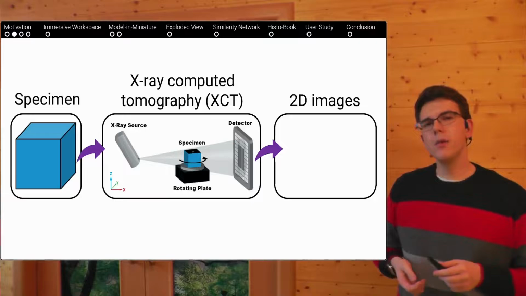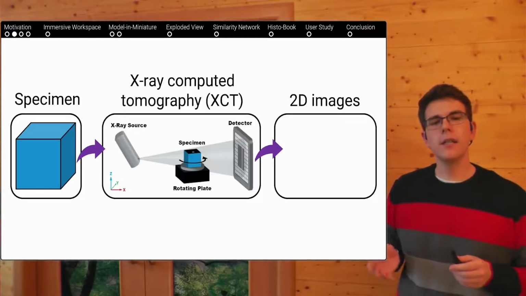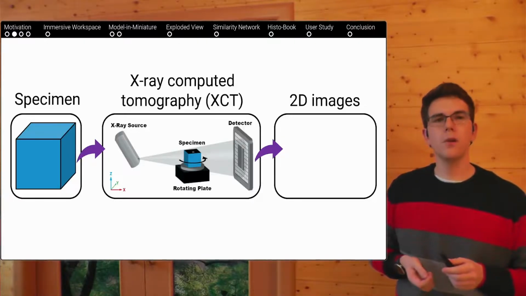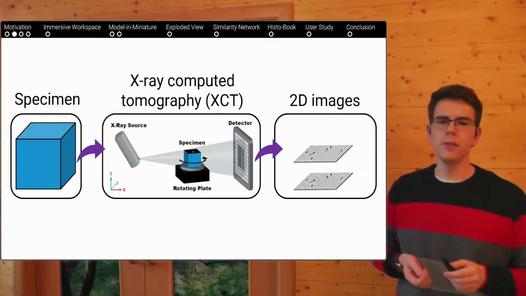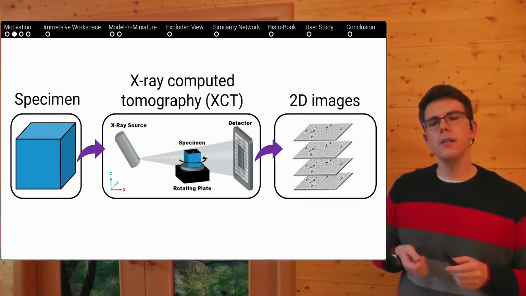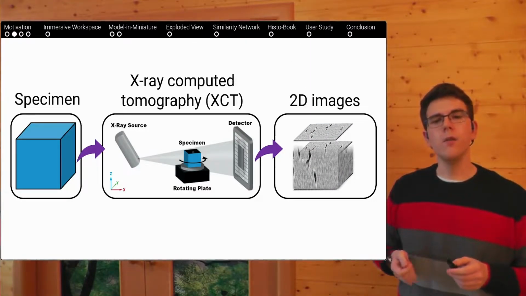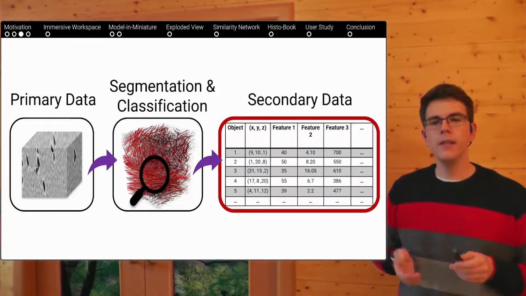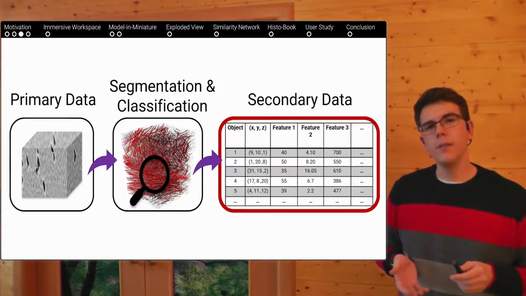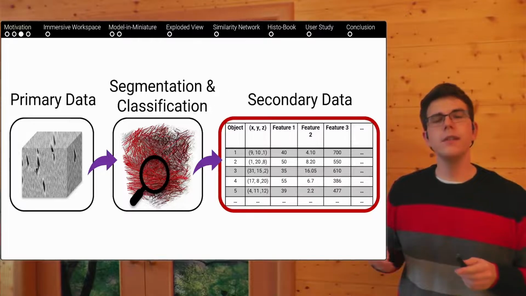To inspect these materials, we now can use techniques from non-destructive testing, like X-ray computed tomography, which provide us with 2D images. These 2D images can then be reconstructed to create a 3D volume. This 3D volume is now our primary dataset, which has voxels with different intensities.